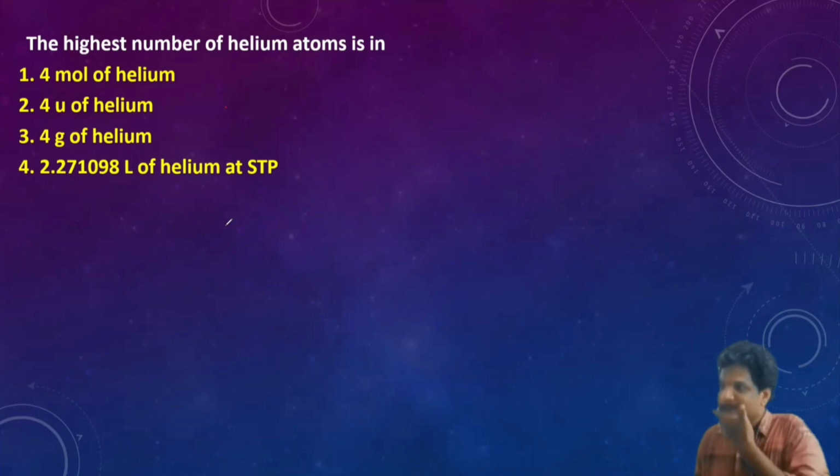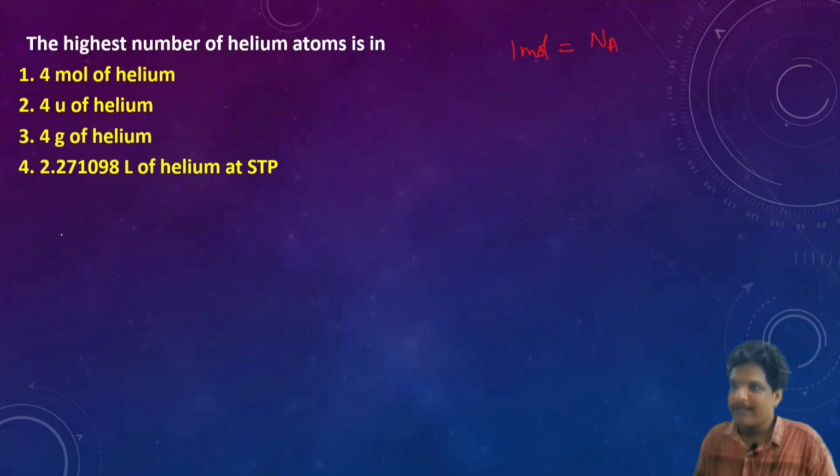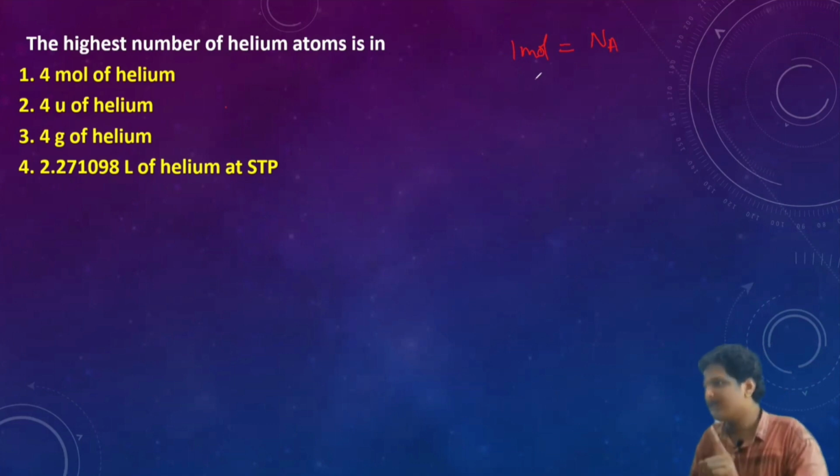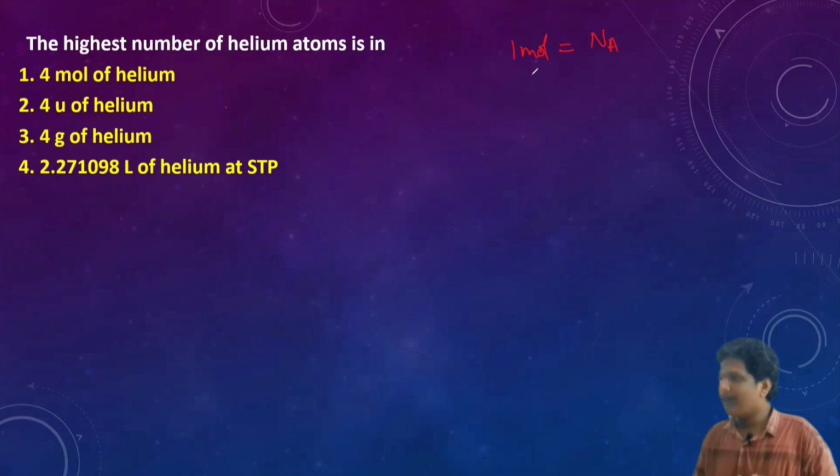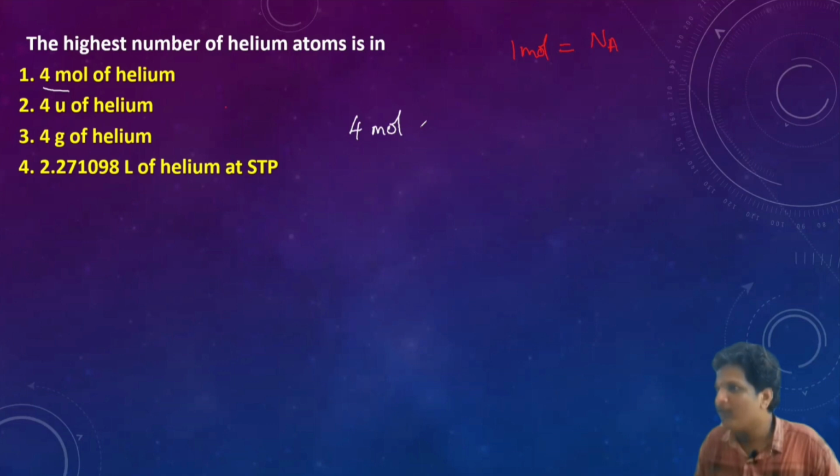As we know, 1 mole of a substance will have an Avogadro number of atoms. So as we already know, 1 mole of substance will have 1 Avogadro number of atoms, and Avogadro number is 6.023 into 10 power 23. So here in option 1, they have given 4 moles. So 4 moles means 4 into Avogadro number.